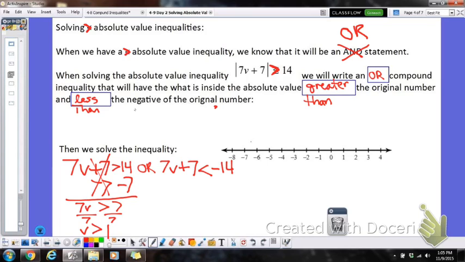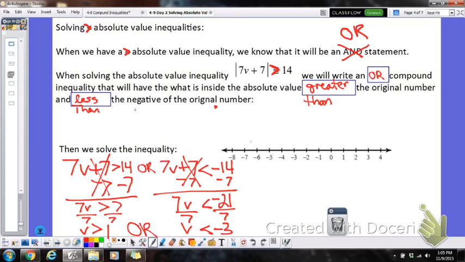And going to the other inequality, again subtract 7 from both sides. I get 7v is less than negative 21. Divide by 7 on both sides. I get v is less than negative 3. So my solution to this is v is greater than 1 or v is less than negative 3.